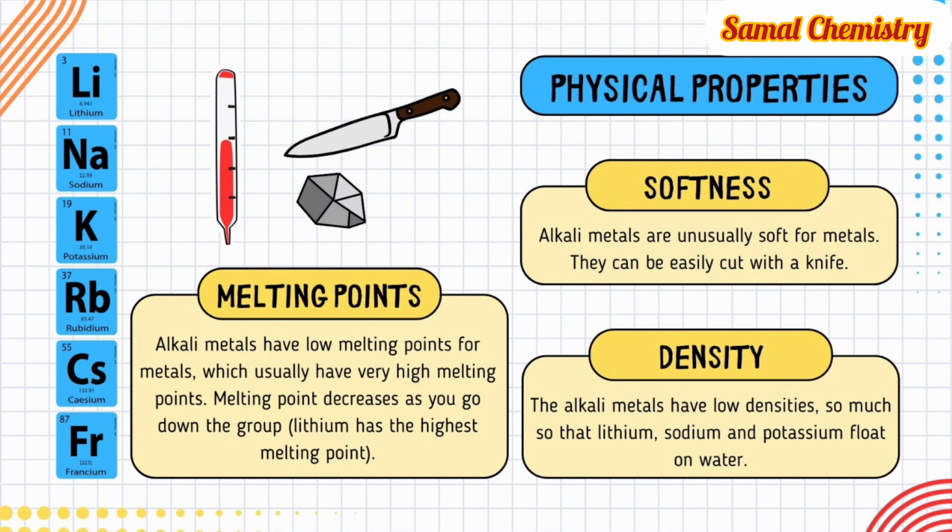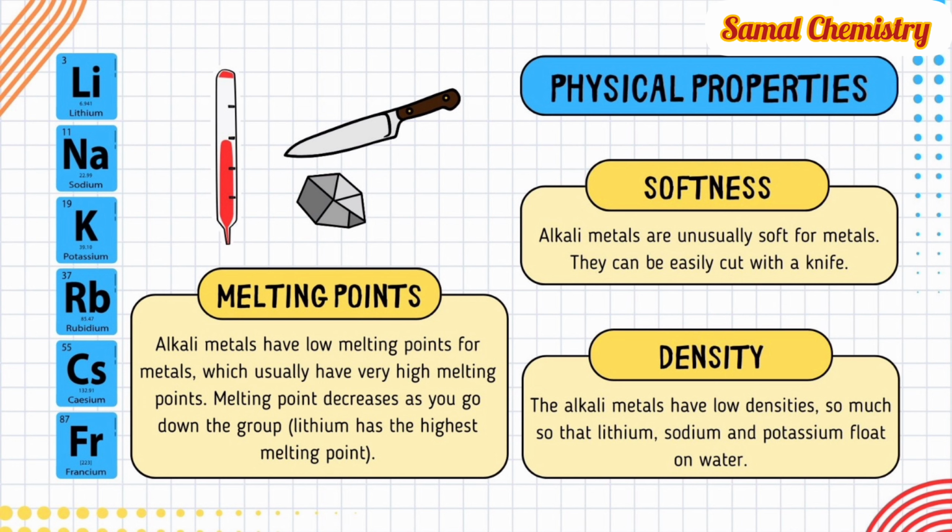Physical properties of alkali metals. First, let us talk about softness. Alkali metals are unusually soft for metals. In fact, they are so soft that they can be easily cut with a knife. Next, we discuss density. Alkali metals have very low densities. Because of this, lithium, sodium and potassium can even float on water.